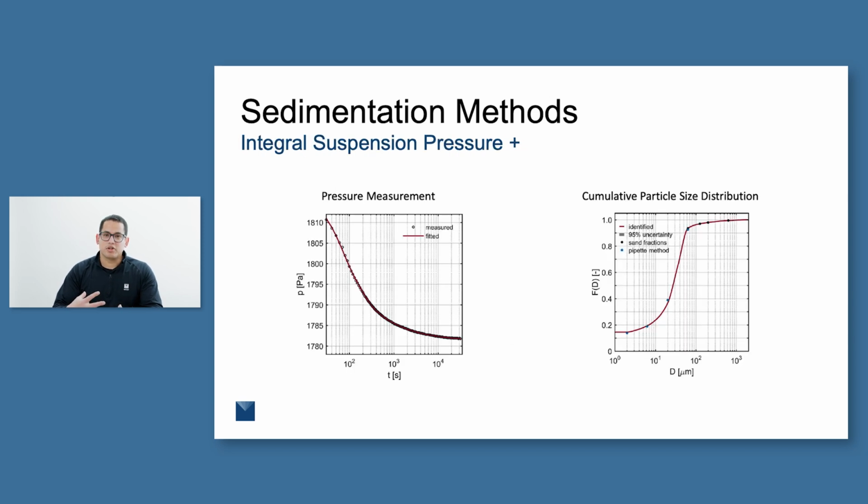I think it's really also important to look at what the typical data looks like from the ISP plus method. So here you see an example of the pressure measurement and then how we've derived what the cumulative particle size distribution curve looks like based on that inverse modeling. And here you can see an example of that cumulative particle size distribution curve based on the ISP method versus what we get from the pipette method, which is shown in the blue dots here. And so you can see, one, how well these methods compare, but also you see the level of detail that you get from the ISP method or the ISP plus method versus the point measurements that you get from some of the traditional methods like the pipette method.